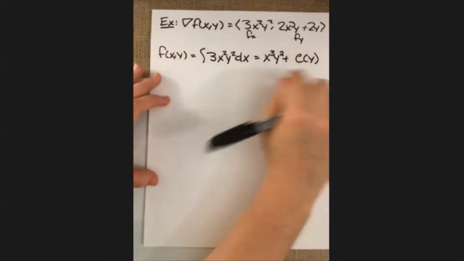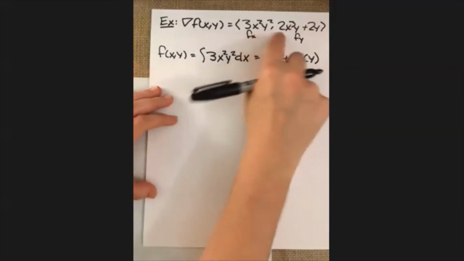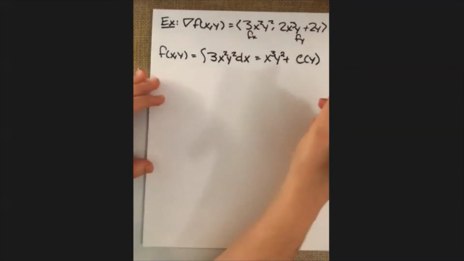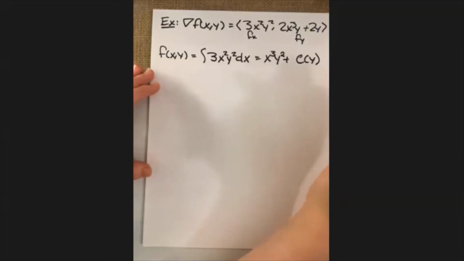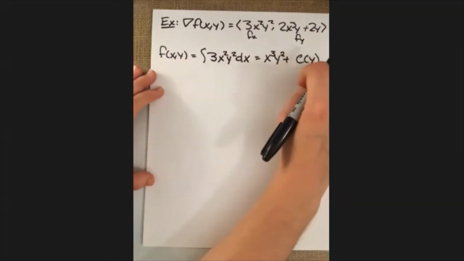Okay, because again, maybe there was just something that had originally been here, like a plus, I don't know, y cubed or something. And when you take the derivative of just y cubed, it goes away. So we want to make sure that we're able to account for that.